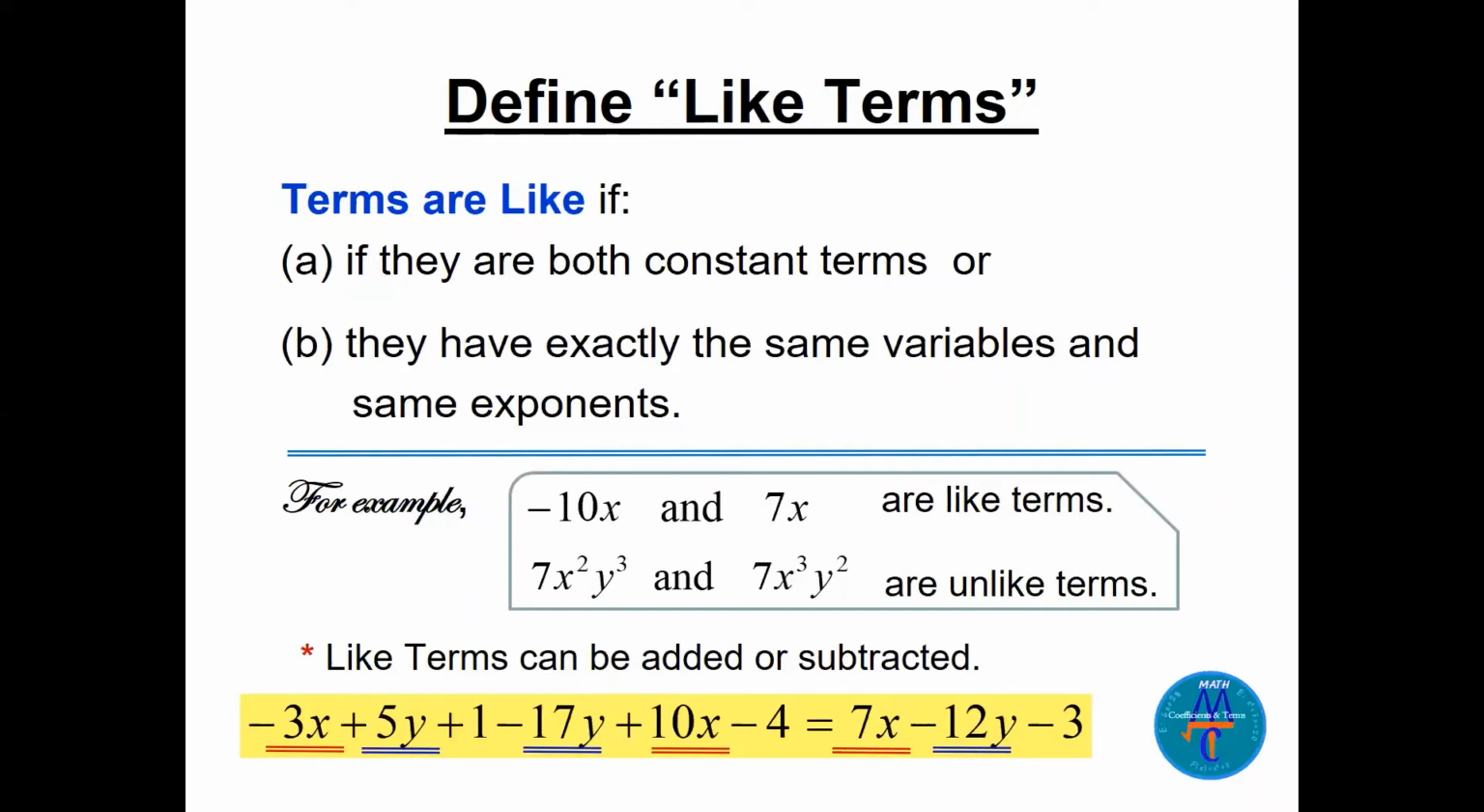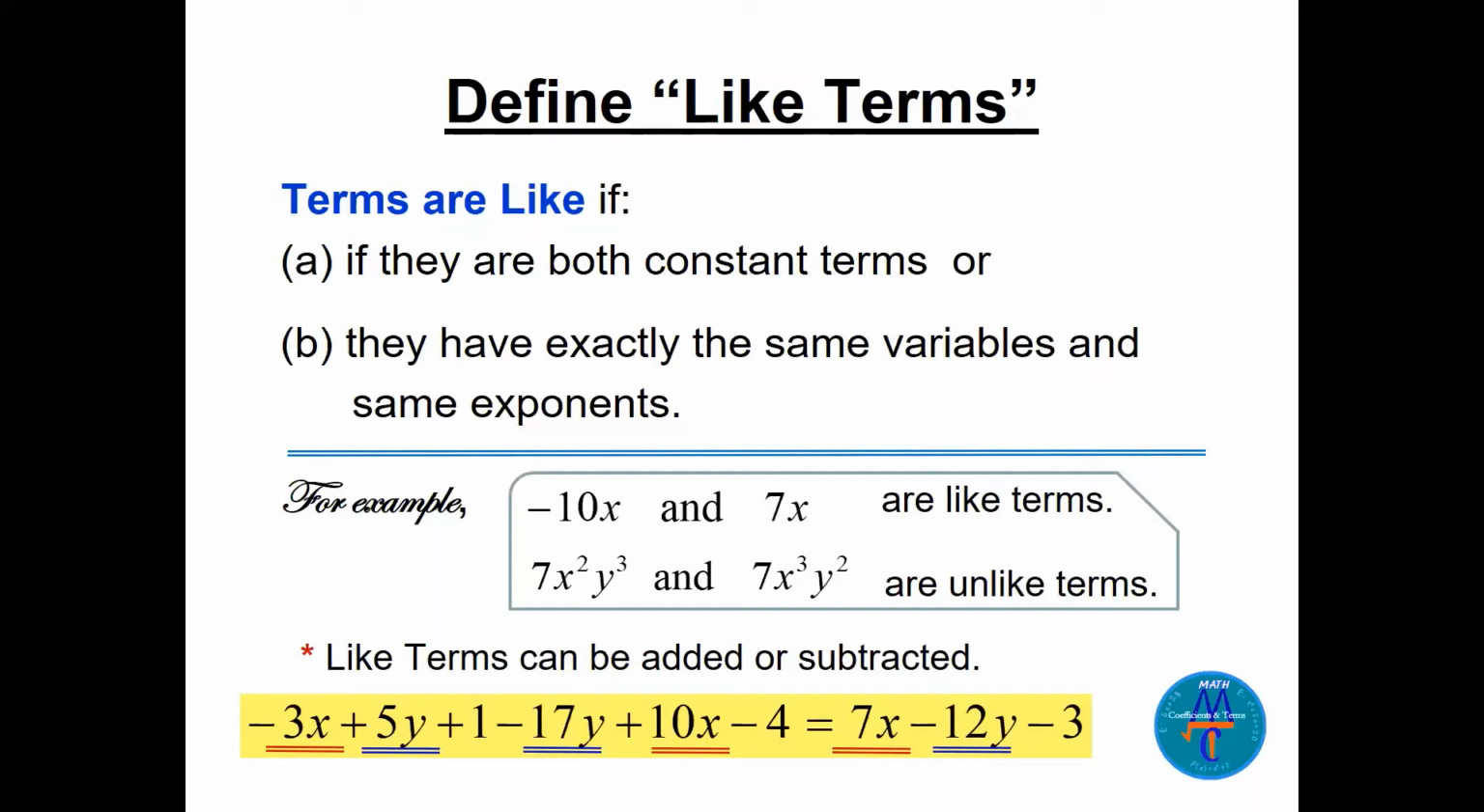So we have the same variable, x and x, same power, 1 and 1. Now we don't care about the numbers here, minus 10 and 7. These are the coefficients. So these are like terms. Look at the second one, 7 x squared y cubed, 7 x cubed y squared, unlike. Why do we need like terms or unlike terms? Now look at this nice example, the last line here.